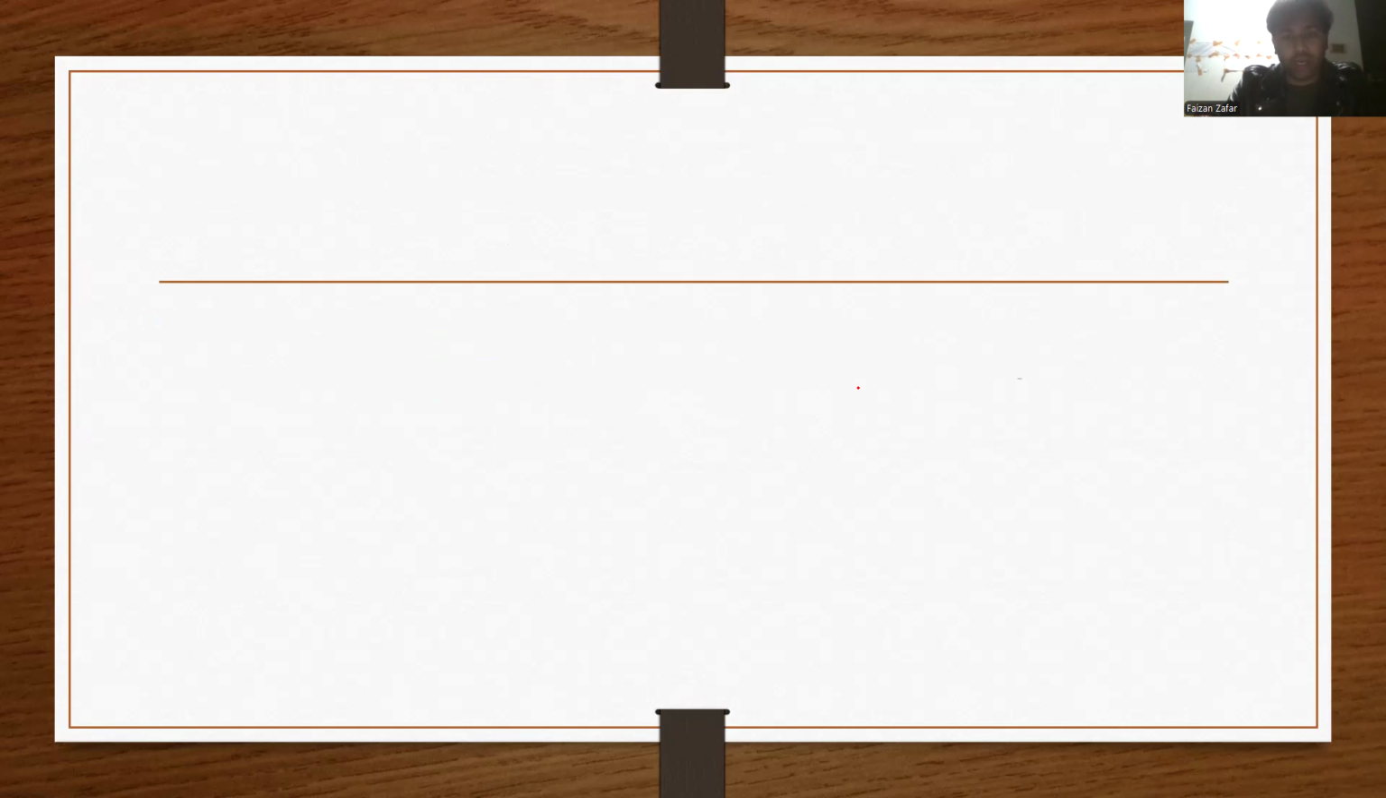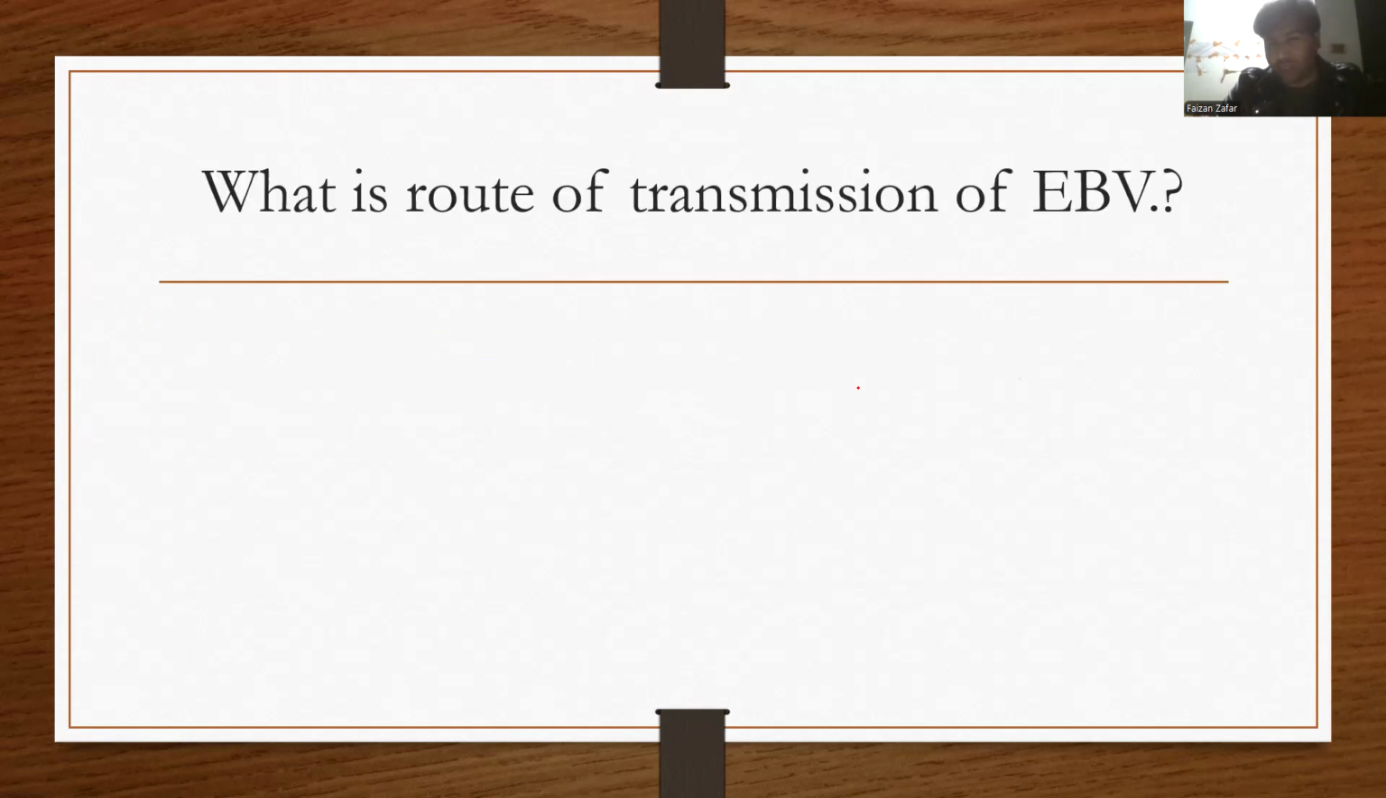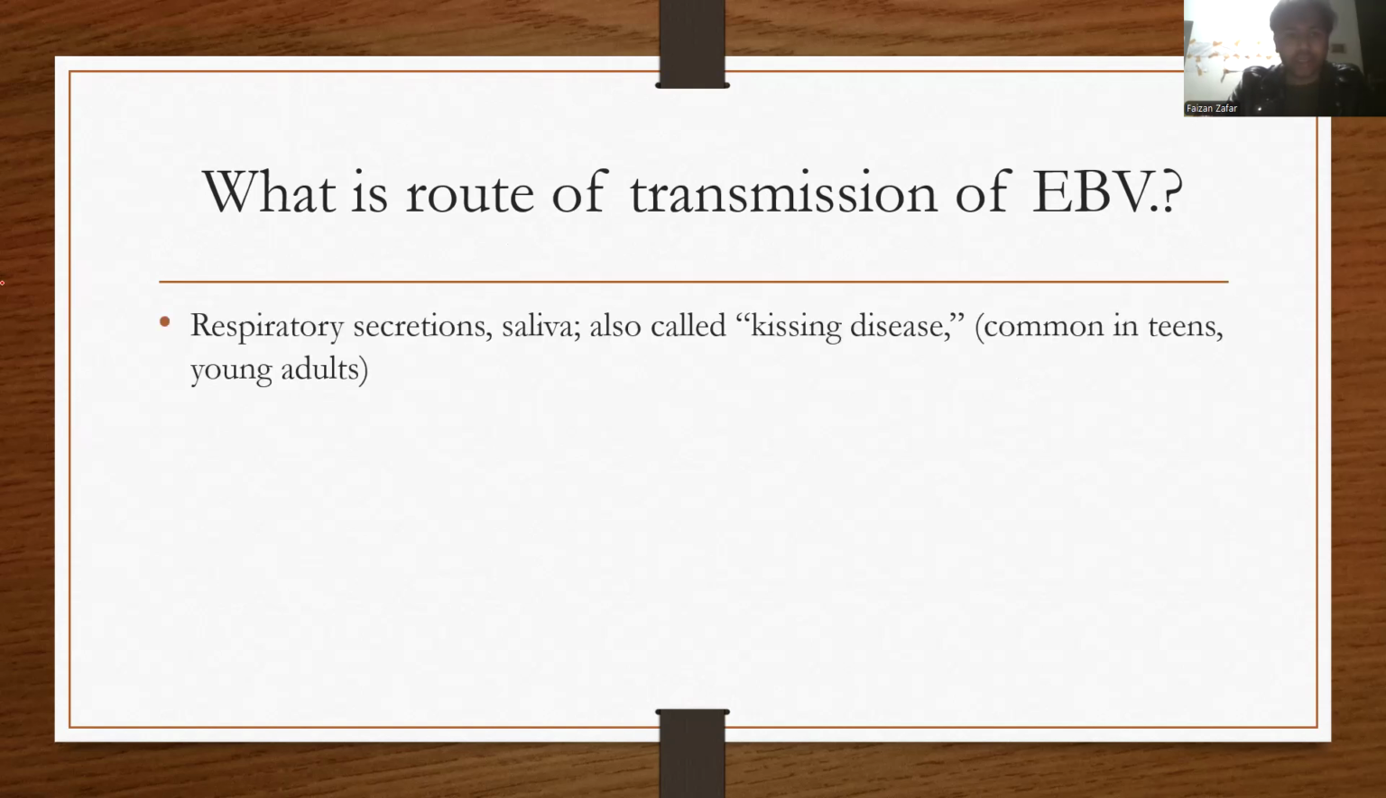Okay, moving to the next one. What is the route of transmission for Epstein-Barr virus? It's very romantic. It's also known as the kissing disease. It's transmitted through saliva and respiratory secretions. Common in teens and young adults, which is why it's common in young adults.